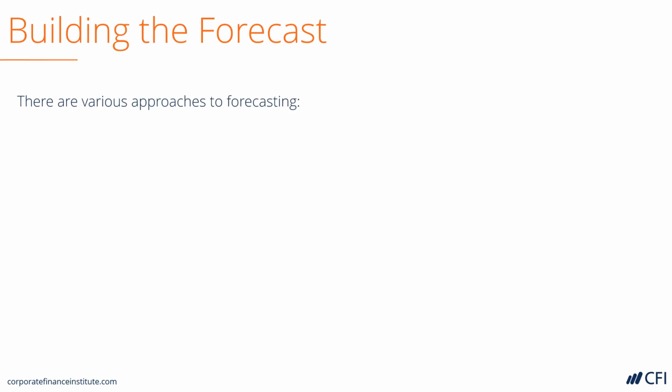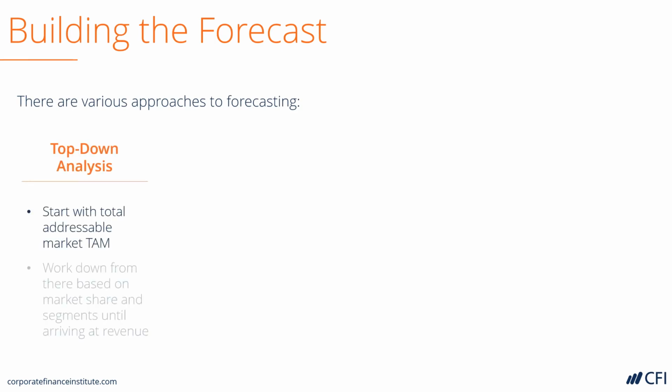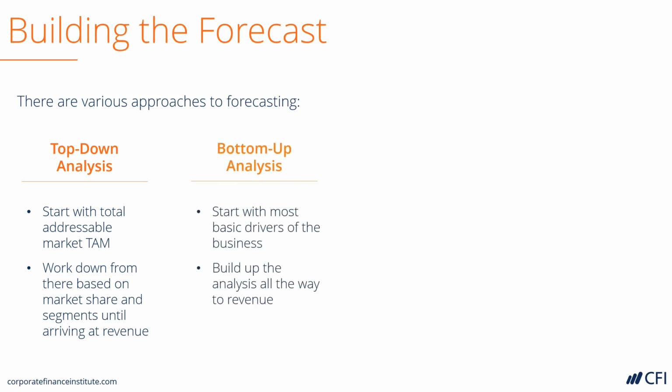Let's look at how to actually build a forecast for a company. There are various approaches to forecasting. One is top-down analysis. This is where you start by looking at the market. TAM stands for Total Addressable Market, and working your way down based on market share to finally find the company's revenue. Another approach is bottom-up analysis.